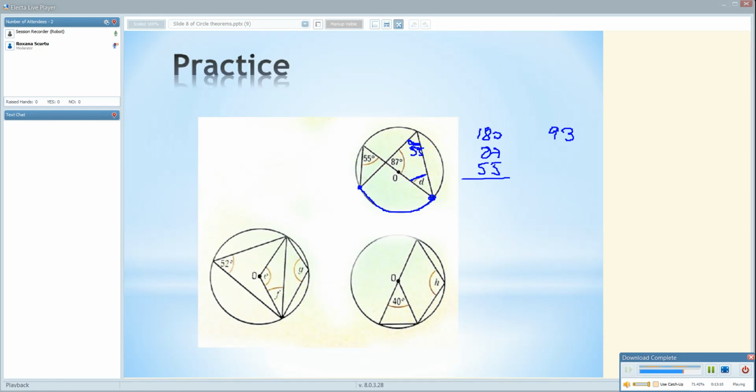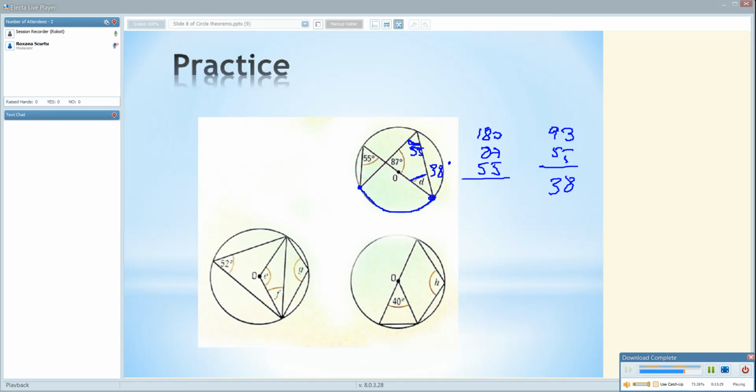So that first is going to be 93. And then we take 55 away from 93. That's going to be 38, yes. So this angle is 38 degrees.